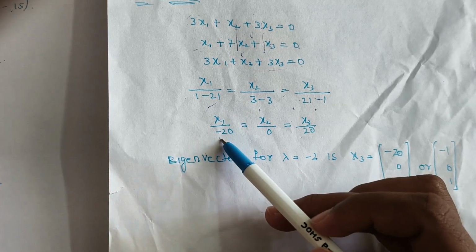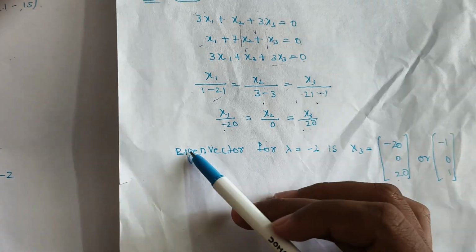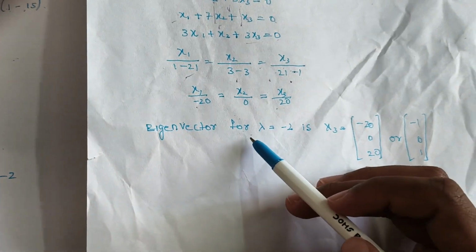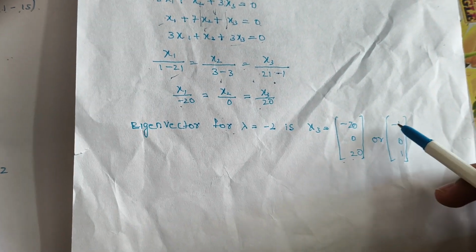Then x1 divided by minus 20, x2 divided by 0, x3 divided by 20. The eigenvector for lambda equal to minus 2 is x3 equal to minus 20, 0, 20, or minus 1, 0, 1.